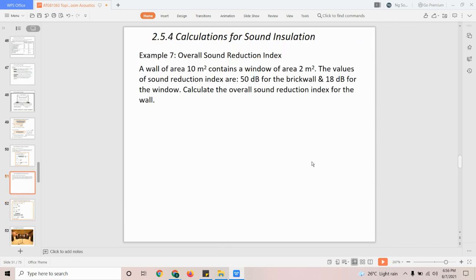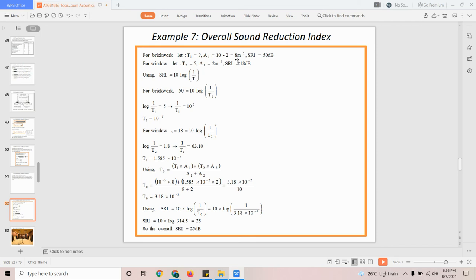Based on the example given, you know that your wall area is 10 meters square, and your window area is 2 meters square. So the wall is 10 meters square, and within this you have your window, so you need to minus it out. Based on that, you get 8 meters square, which is your brickwork, and then you have your window, which is 2 meters square. With that, you want to solve for the transmission coefficient for your brickwork.